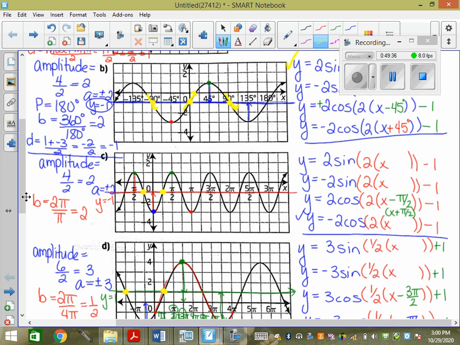For this one, my C's are either going to be pi over 4 to the right or pi over 4 to the left. Why? Because there are 4 ticks to pi. So I know this is pi over 4, 2 pi over 4, 3 pi over 4, 4 pi over 4, 5 pi over 4, 6 pi over 4. This one has a negative slope, so the negative sine is pi over 4 to the left, so I'm going to add pi over 4. And this one has a positive slope, so it's a positive sine, and it's pi over 4 to the right, so I'm going to go minus pi over 4.